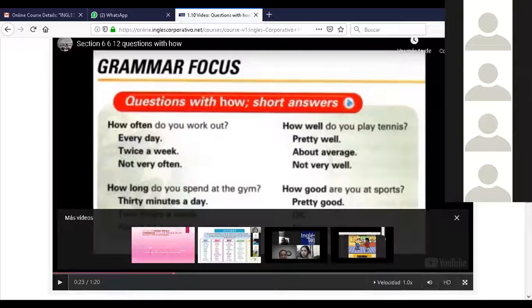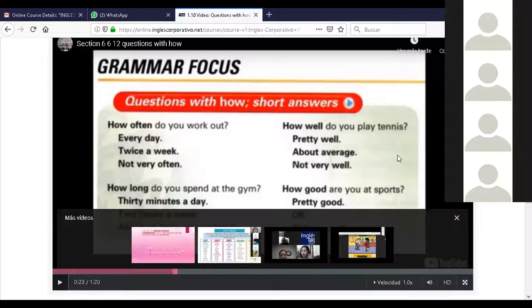Perfect. Ceci, yeah. How well do you speak German? JC, how well do you speak German? I don't speak German. Okay. Fantastic. Sonia, how well do you speak English? I speak English. Pretty well. Okay, fantastic. So, para que tengamos tiempo de practicar, let's go ahead and do it faster.